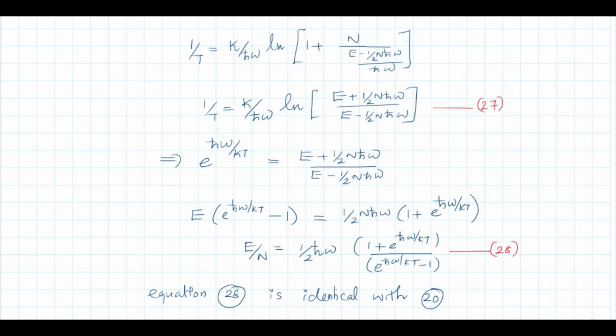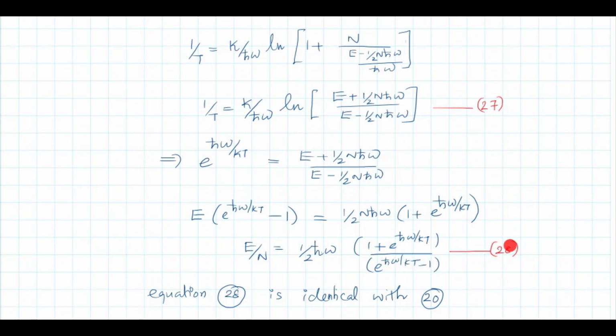Okay. ħω and k will come to the left hand side, and taking exponential, e raised to ħω by kT is (e + ½nħω) by (e − ½nħω). Cross multiply and group the terms, you will get e into (e raised to ħω by kT − 1) equal to ½nħω into (1 + e raised to ħω by kT), or e by n is ½ħω into (1 + e raised to ħω by kT) divided by (e raised to ħω by kT − 1).